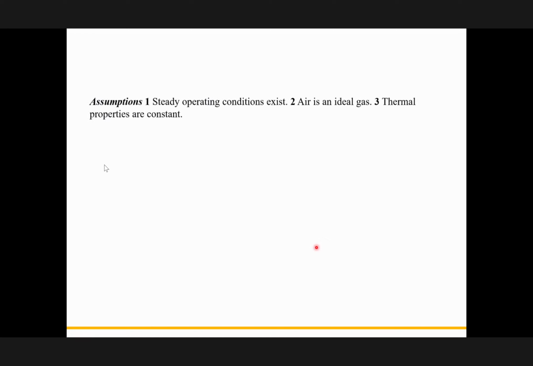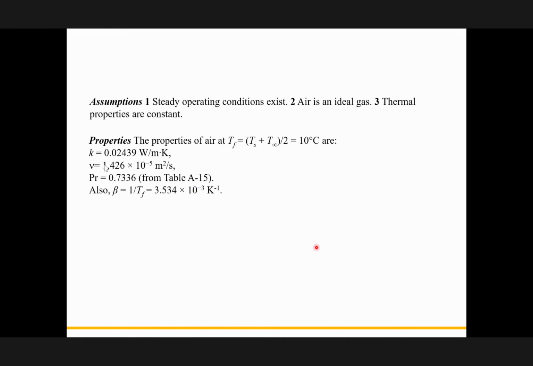Again, we assume it's a steady state condition. The temperature on the surface does not change. We assume the air is an ideal gas and thermal properties are constant. Since the temperatures are the same, -10 and 30, for both scenarios, we can calculate the physical properties again using table A15: conductivity, viscosity, kinematic viscosity, Prandtl number. Look here, the Prandtl number of air is 0.73.